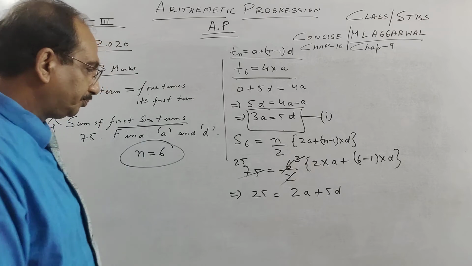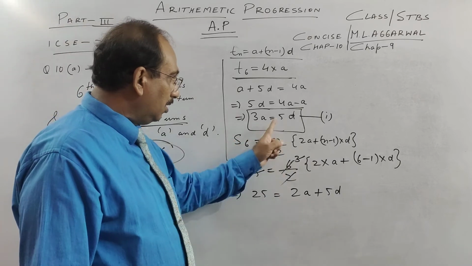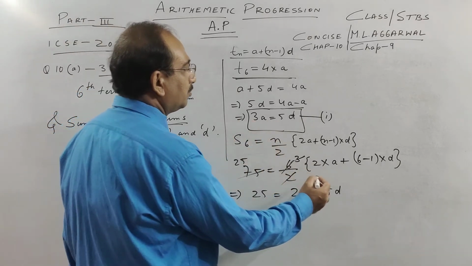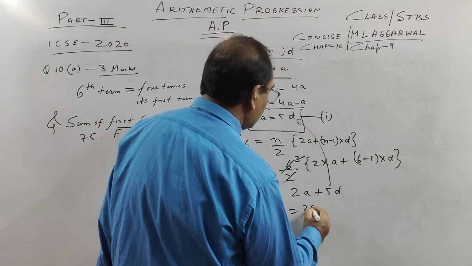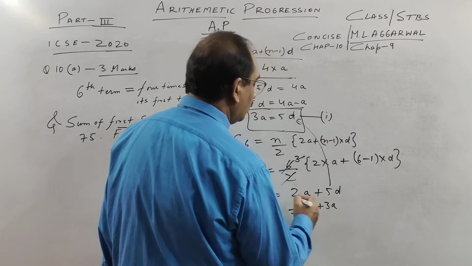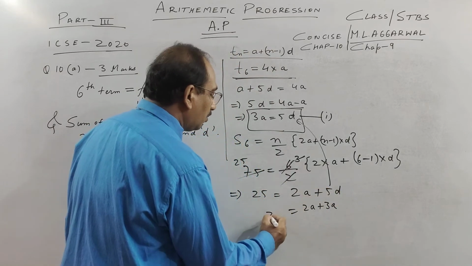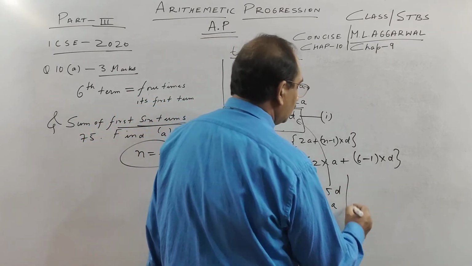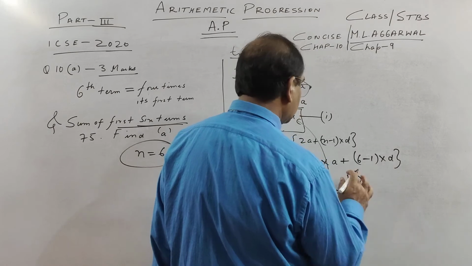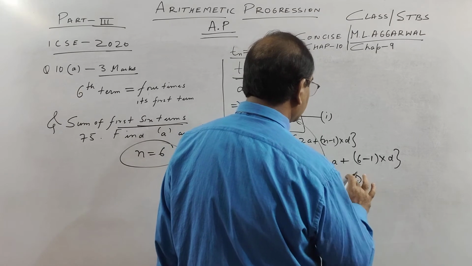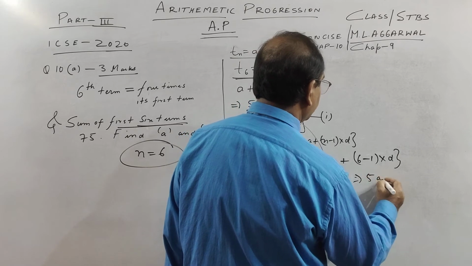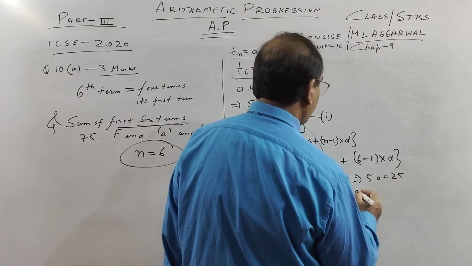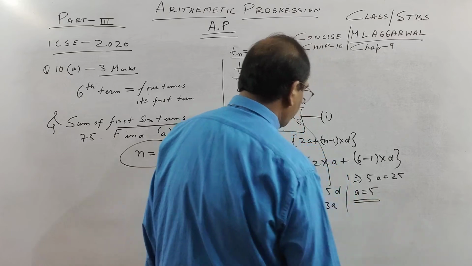Okay, so now see here, 5D is 3A. What an easy substitution. See here, 5D is 3A. So simply 2 unknowns become 1 unknown. What an easy way. So what do we get, children? 5A is equal to 25. A is 5. So the first term is 5.